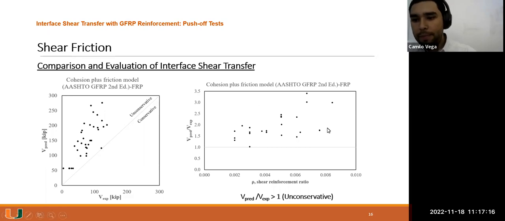In fact, the picture on the right side shows that for all values, the ratio between the estimated resistance and the failure load obtained experimentally is greater than one, which means that in this case the code is overestimating the capacity, with values higher than those obtained experimentally.